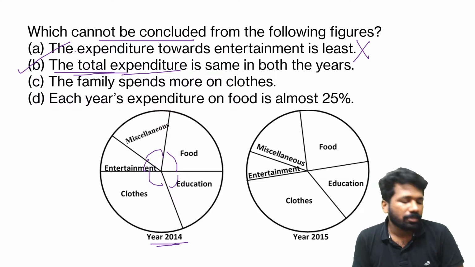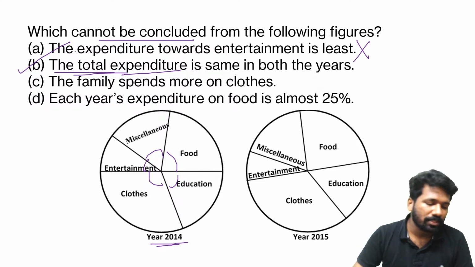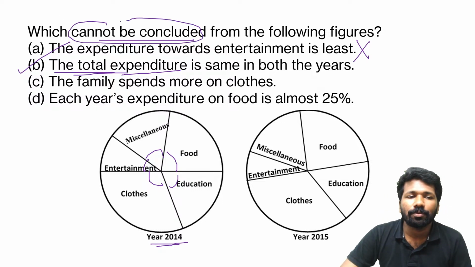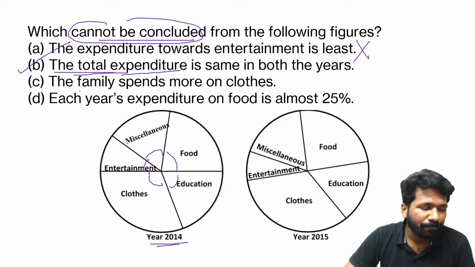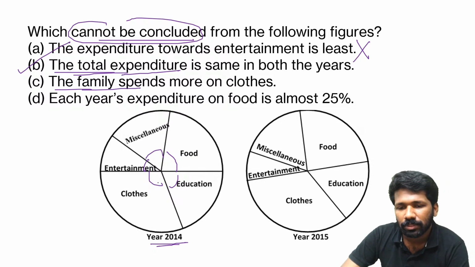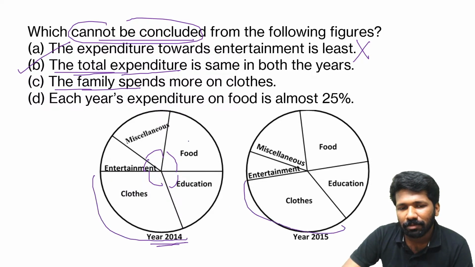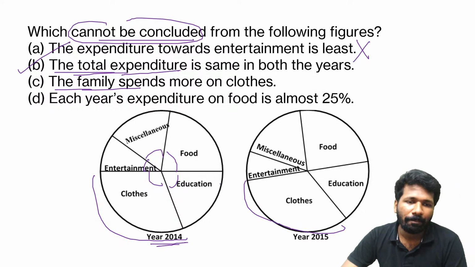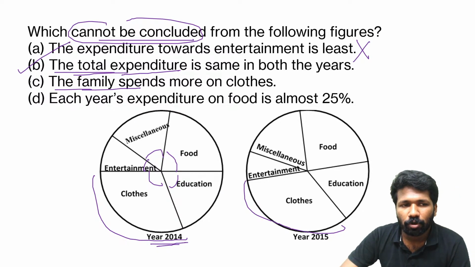That is how option B is the answer, because the question is asking which cannot be concluded. For further understanding, let us check the other options also. Family spends more on clothes. That is true because the clothes sector is the biggest in both the pie charts comparatively. So clearly option C can be concluded, so it is not the answer.